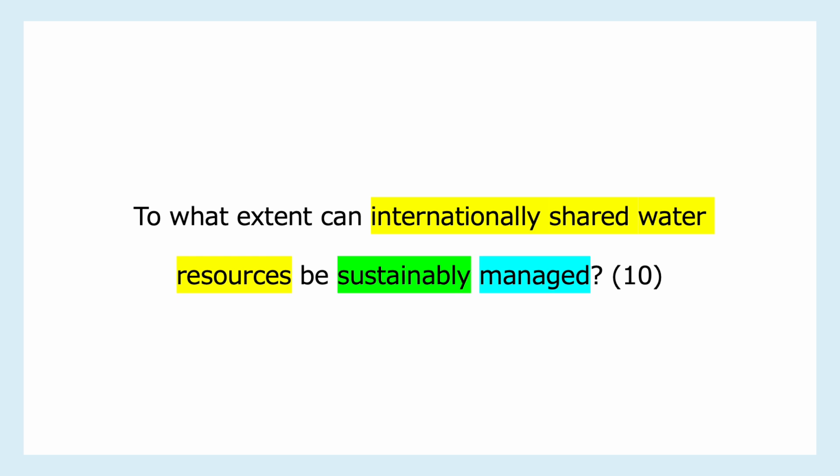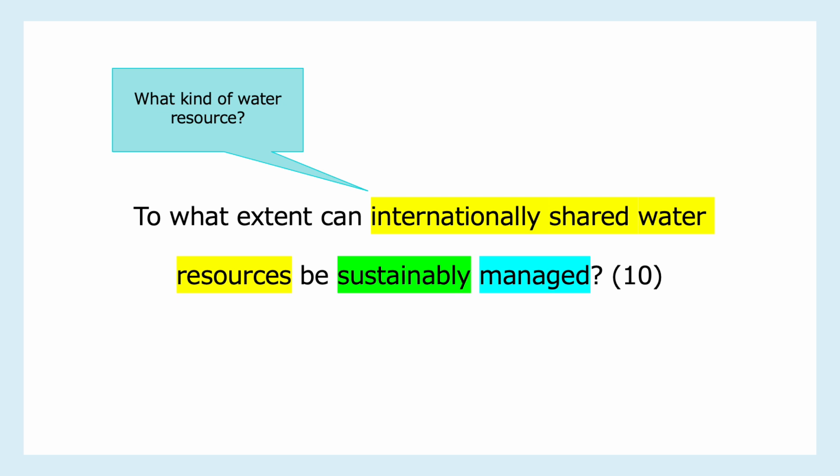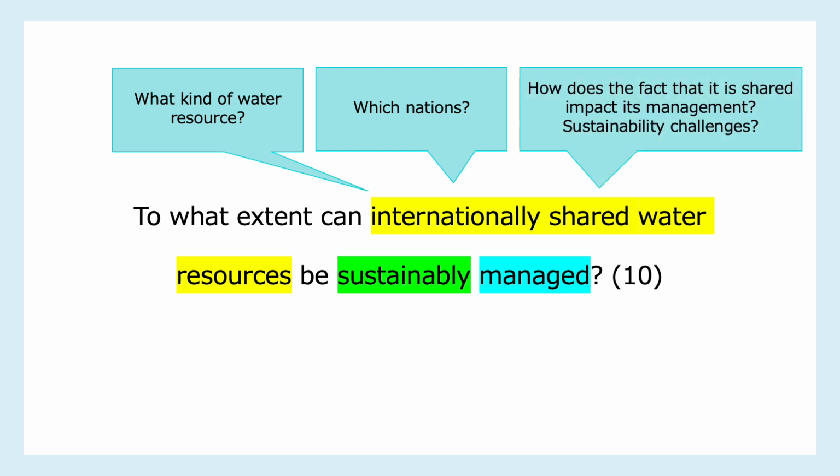Now let's look at question 2b. To what extent can internationally shared water resources be sustainably managed? So what kind of water resources are we looking at? Are we looking at rivers and drainage basins? Are we looking at groundwater, for example? Which nations are we looking at? How does the fact that it is shared impact its management, or impact the types of sustainability challenges that we see in that resource?